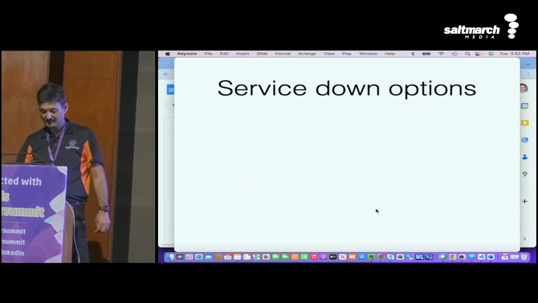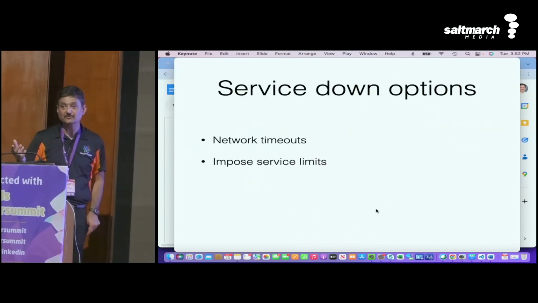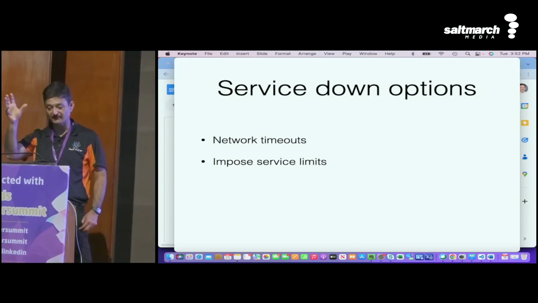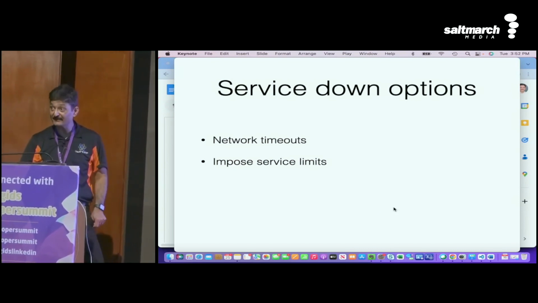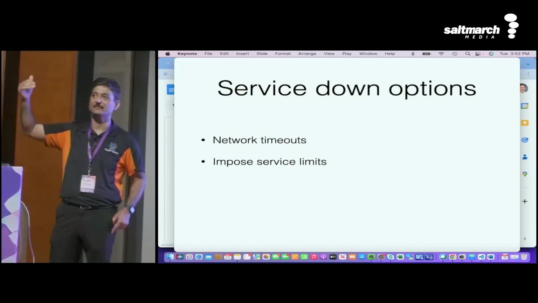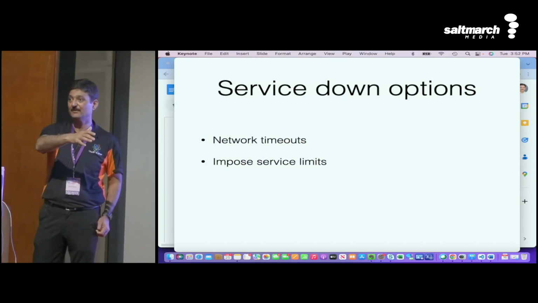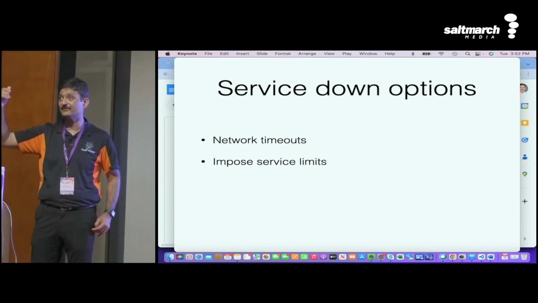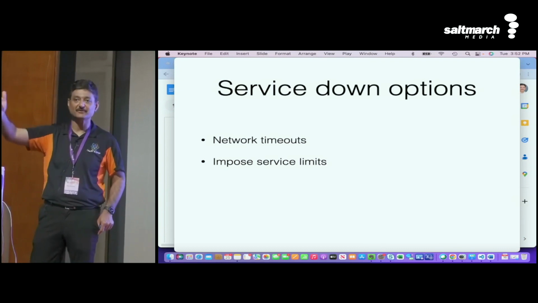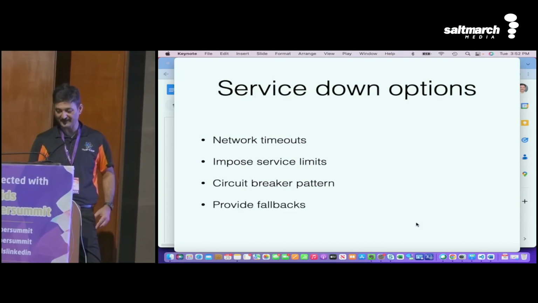Now service down options, like we talked about network timeout. You can say, hey, this is going to time out after some time. Service limits is another thing which is very important. Depending upon the customer, you have different service limits for it. That means if a customer is a trial customer, you're going to give them only 1,000 requests per hour or something like that. If it's a VIP customer, you're going to give them better treatment. So that's another thing you can do: circuit breaker pattern and fallback.